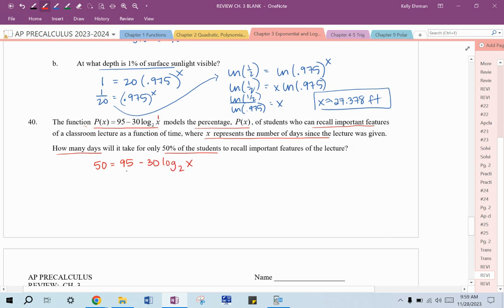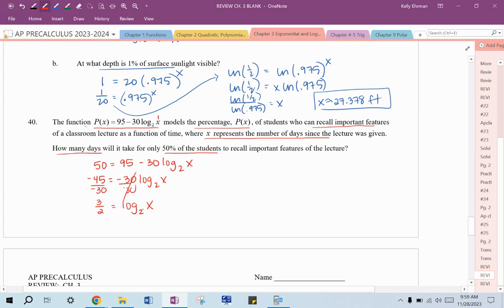All right, and now it's just solving a log equation. So again, you could solve by graphing, but it's kind of hard to type in log base 2 of x. So I would just subtract 95. Isolate the log, divide by -30. So 45 over 30, if you reduce both of those by 15, you get 3 over 2. You don't have to reduce because you're going to be typing it into your calculator, but I just think it's less to type.